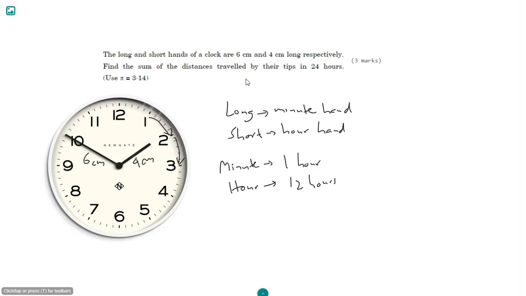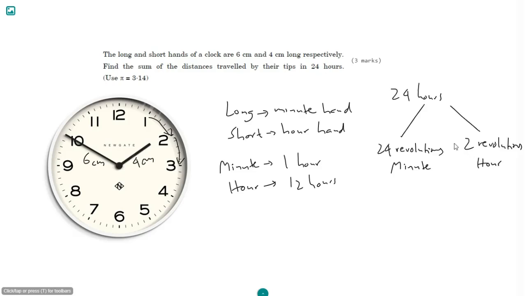So how much is the distance traveled by the tips in 24 hours? 24 hours is 24 revolutions for the minute hand and 24 hours is 2 revolutions for the hour hand, because the hour hand takes 12 hours for one revolution. So in 24 hours it makes 2 revolutions. Now it's easy to find the sum of the distances traveled by the tips.